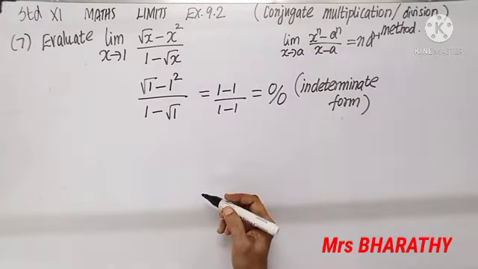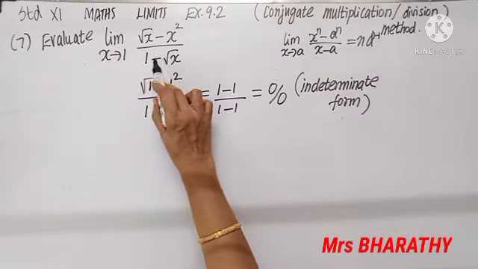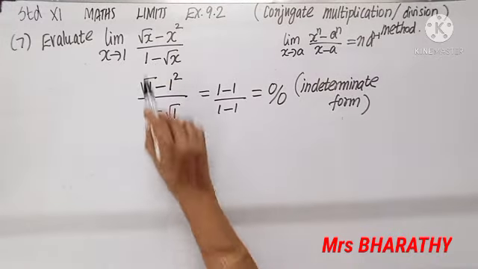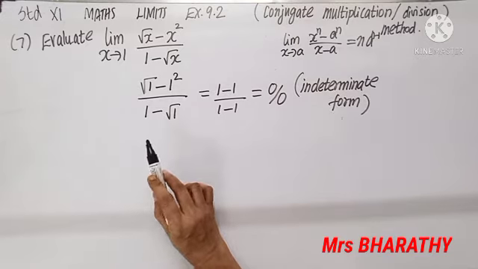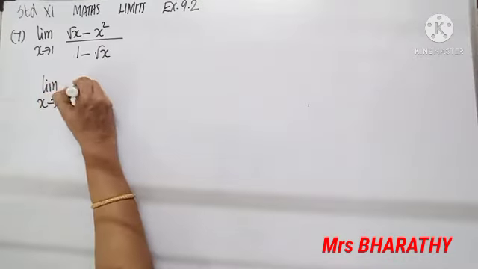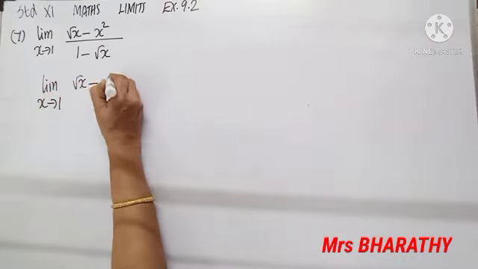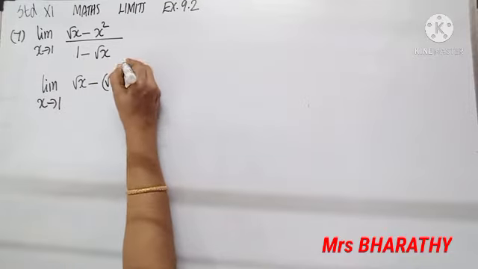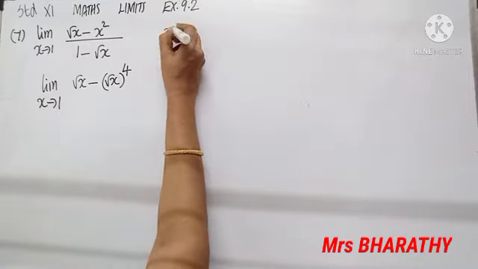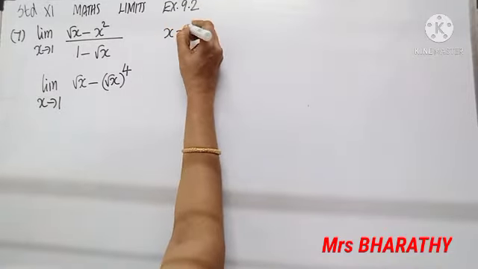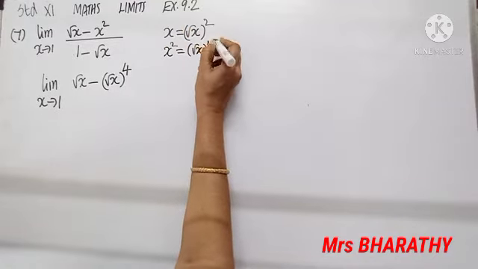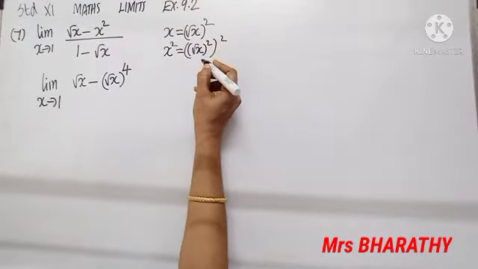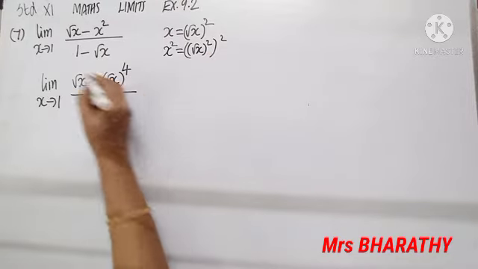The problematic factor is 1 minus root x. Here, root x minus x square. So how are we to avoid it? x square can be written as root x the whole power 4. x is nothing but root x square. So x square is nothing but root x square the whole square. That is root x power 4.